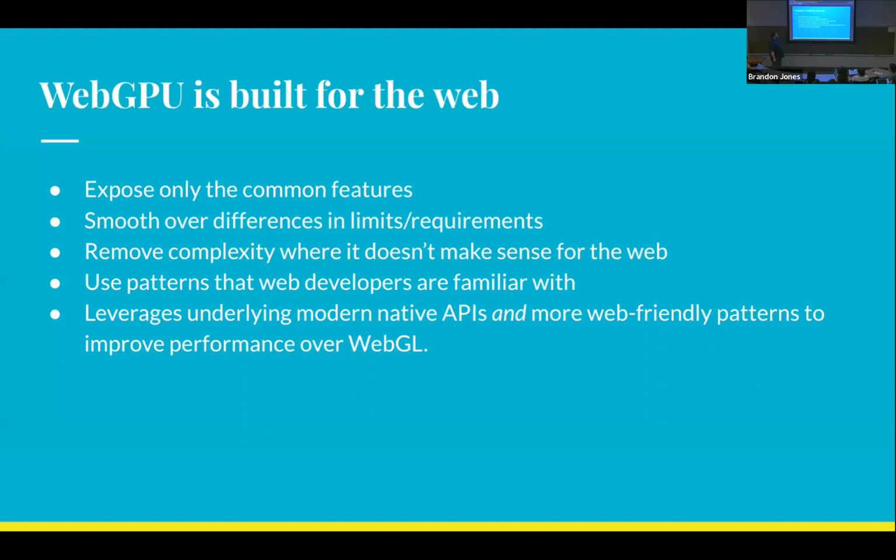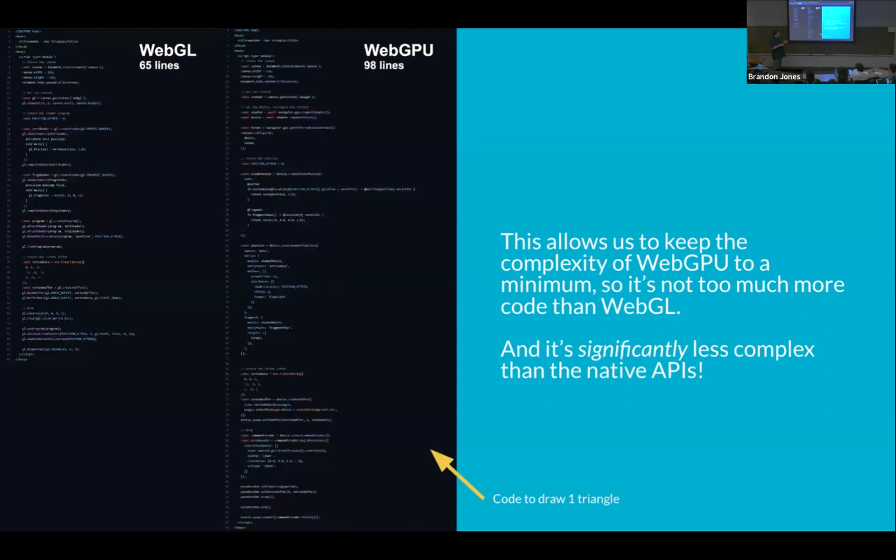This is kind of saying the same thing I just said. WebGPU is designed for the web explicitly. We go out of our way to take advantage of the features of the platform and make sure that it works well within that context. And one of the benefits of that happens to be that it is a lot less complex than some of the native APIs that it's wrapping.